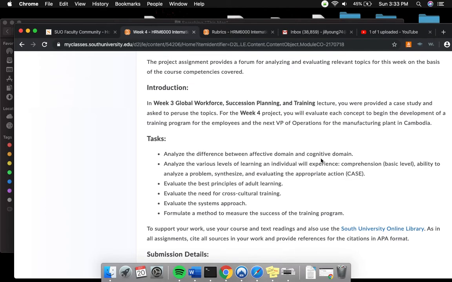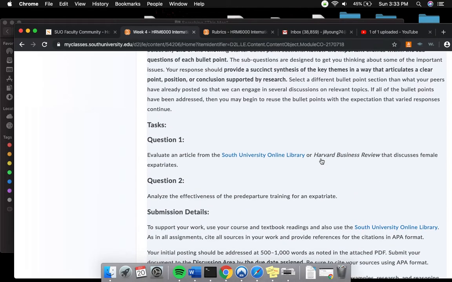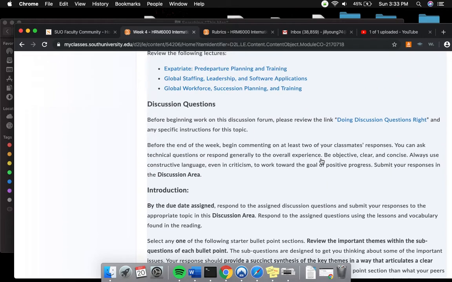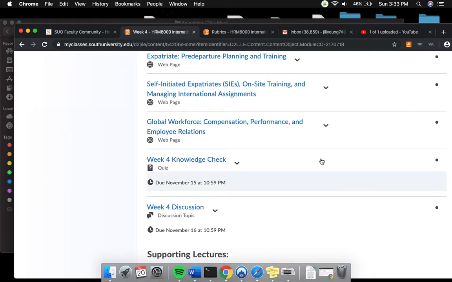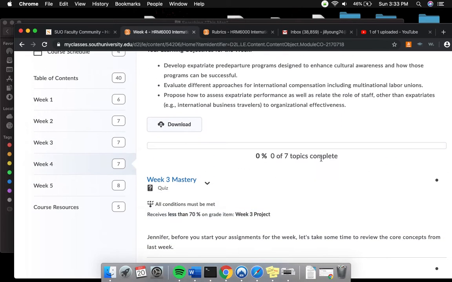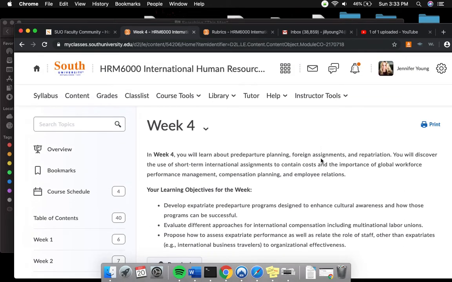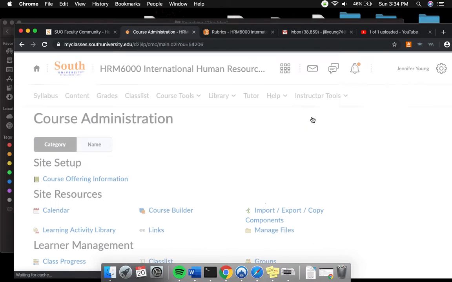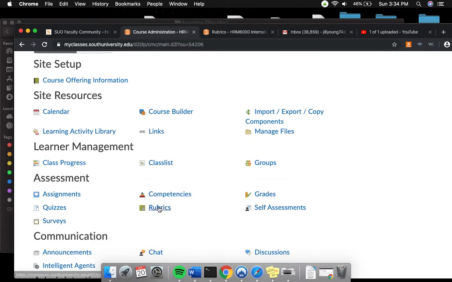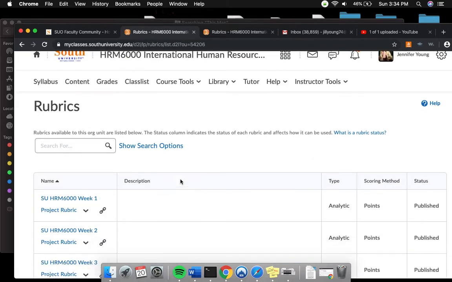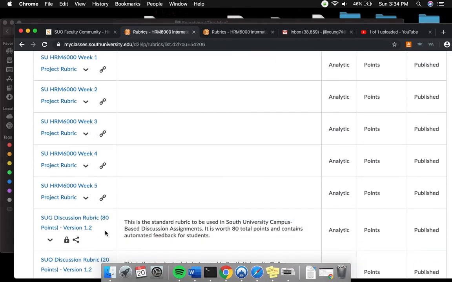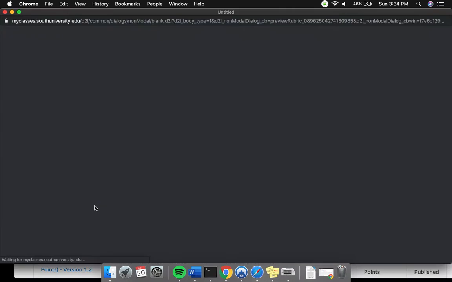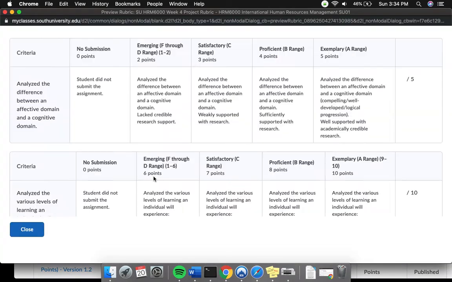Again, let me just go, I almost forgot. I'm going to go back to this week. Actually, I don't know if you can see these as well as I do. I have the instructor view, so I don't know exactly what you see. Let's see. Preview. There we go. Okay, so here's your rubric.